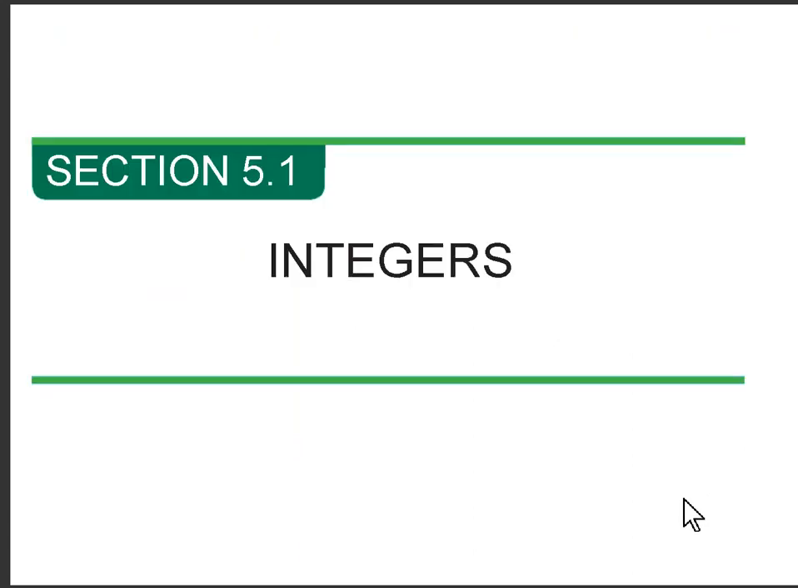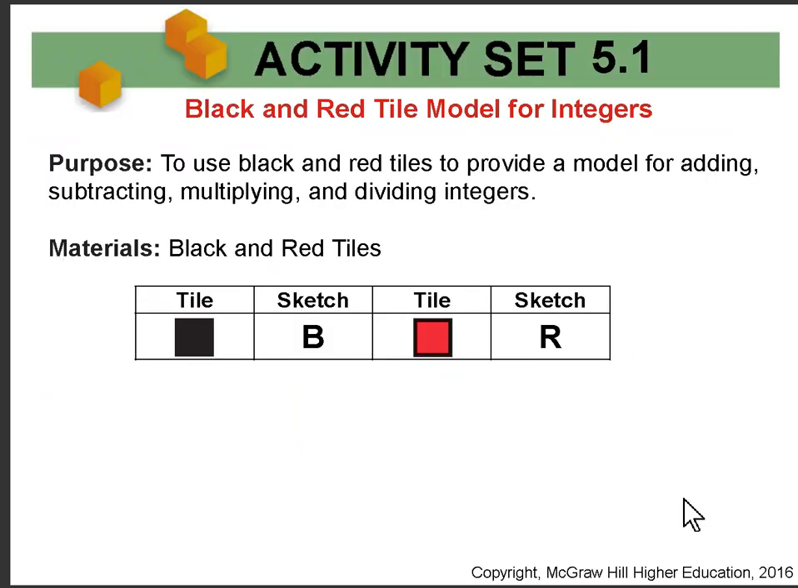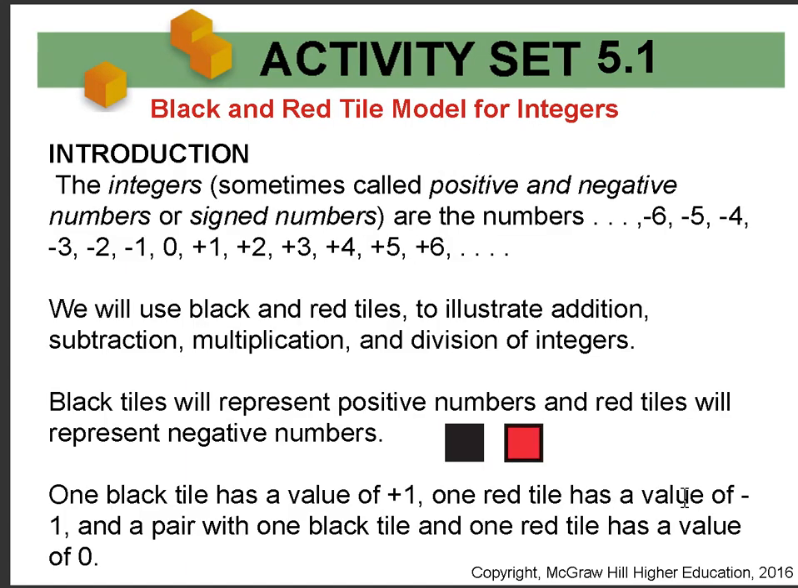This video is for Chapter 5, Section 5.1, for the activity set black and red tile models for integers. We'll use black and red tiles for adding, subtracting, multiplying, and dividing. The integers, you'll remember, are plus or minus 1, plus or minus 2, etc., including 0. We'll use black and red tiles to represent these. The black tile is +1, so the black tiles are the positive integers, and a red tile is -1, so the red tiles are negative integers.